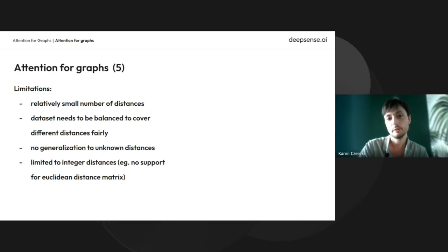And it is limited to integer distances. You could maybe have floats and have some bins, but you would still not have that big an amount of bins in practical applications. So you would not be able to support a distance matrix expressed as floats, for example a Euclidean distance matrix, which for graphs in chemistry is actually a good idea.